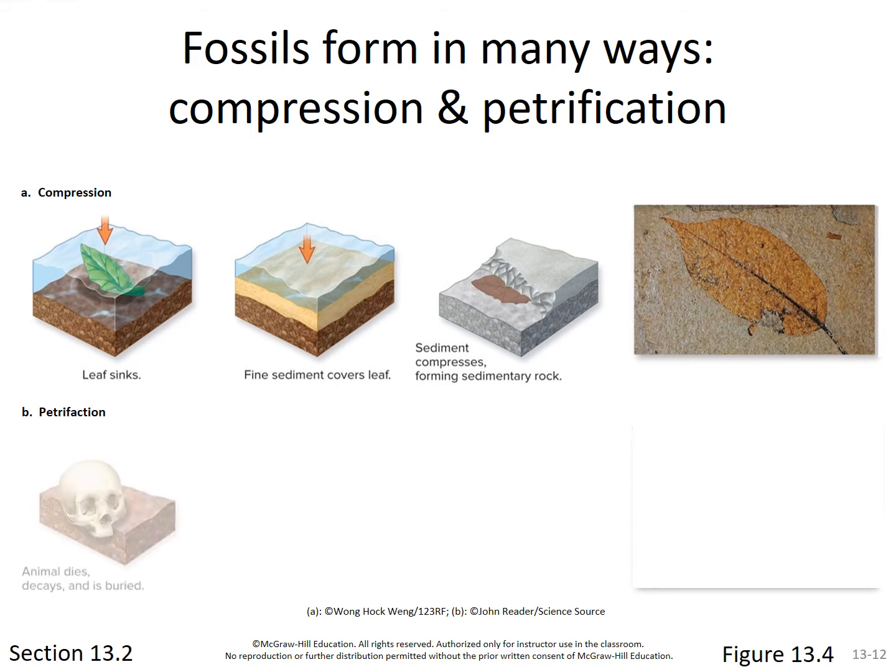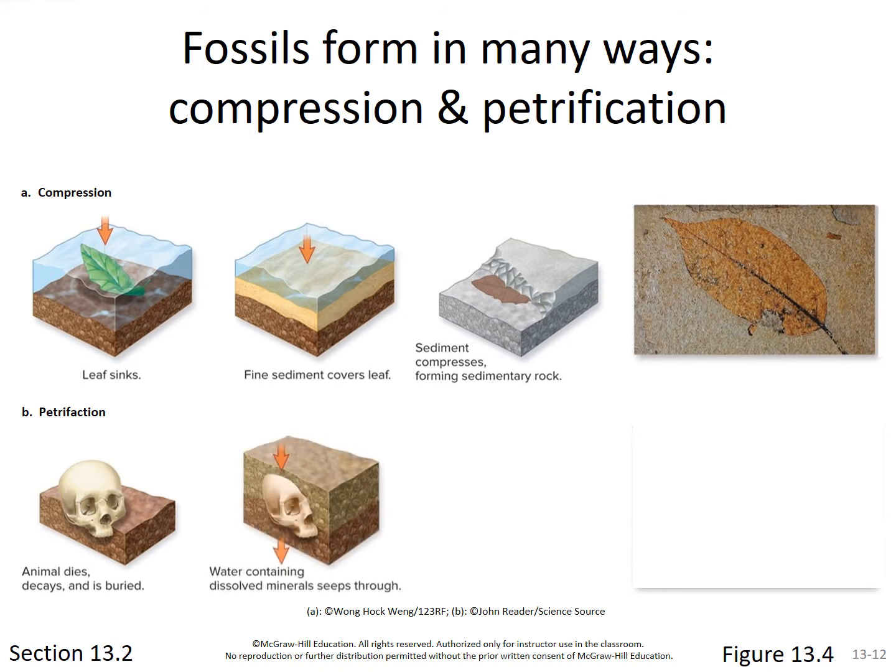Okay, petrification occurs when you have an animal, it dies, it decays, and is buried. Now, water that contains dissolved minerals starts seeping through the remains of the animal. And basically the organic matter is replaced by minerals and it turns to stone. This is also called lithification. So petrification is lithification, turning of something to stone. So what you're actually seeing, say, with dinosaur fossils is you're not seeing the actual dinosaur bones. What you're seeing is sort of a stone model where organic matter has been replaced by minerals.